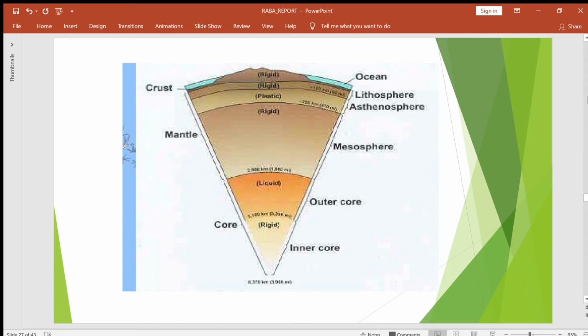Lastly, the mantle. The mantle is the region that can be found just below the crust. It has two parts: the thin and less dense upper mantle, called the asthenosphere, and the denser and thicker lower mantle. The upper mantle and the crust combine together to form the lithosphere.